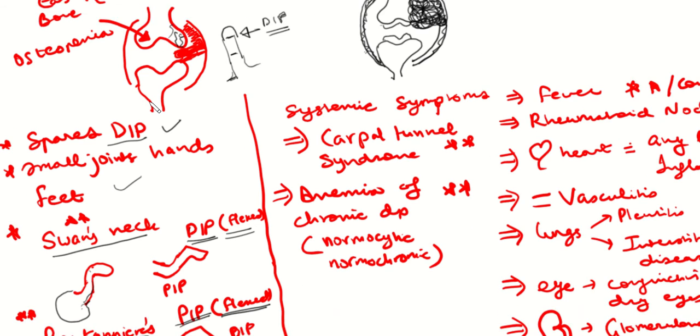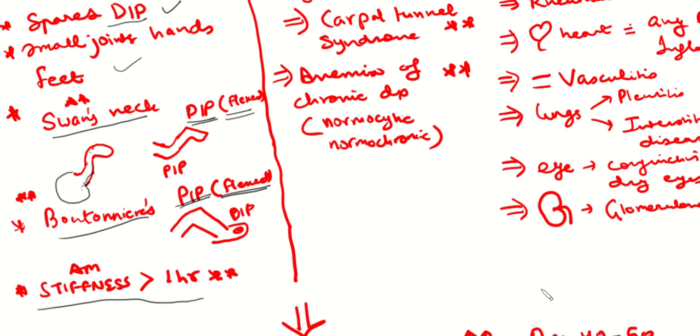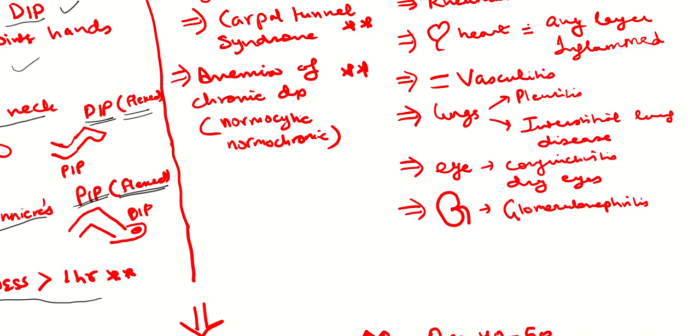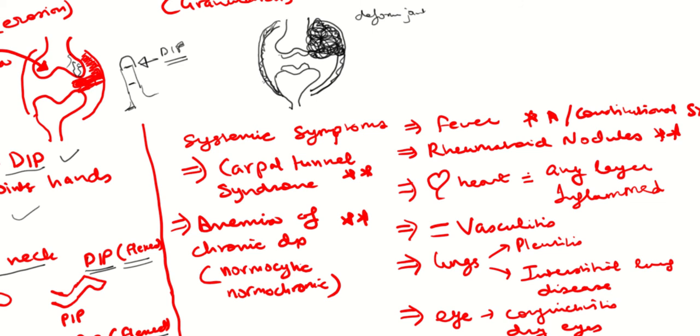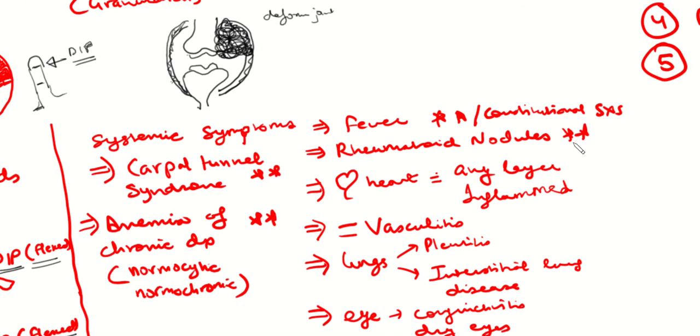Okay. So that's joints. Now it has some systemic symptoms as well. Let's take a look at it. So again, fever is one of the constitutional symptoms, and an important one. Patients that are coming in with new onset carpal tunnel syndrome, patients who have anemia of chronic disease, that's normocytic, normochromic, and we'll talk more about it in anemias and hematology.